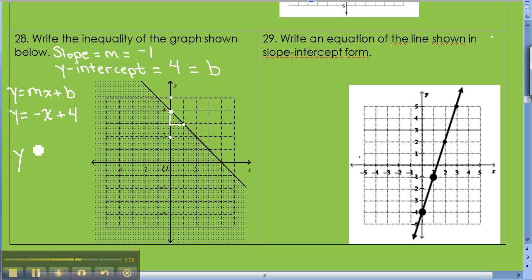So this is a less than, so you make the less than sign. Since the line is solid, you put a line underneath it, so it's less than or equal to, and then you write it as negative x plus 4.